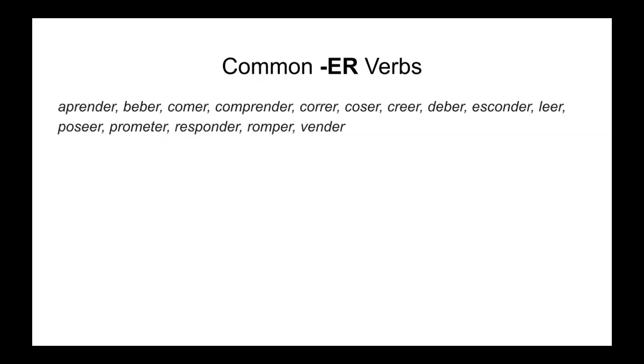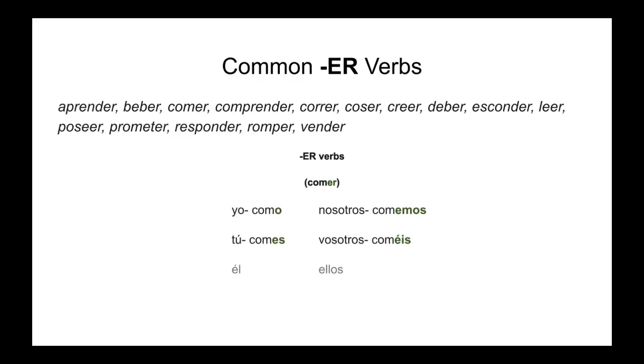So we've looked at some common ER verbs, and these are those verbs in their infinitive forms. Now let's look carefully at this example, comer, to eat, conjugated 6 ways. Instead of o, as, a, amos, áis, an endings, we have o, es, e, emos, éis, en endings.